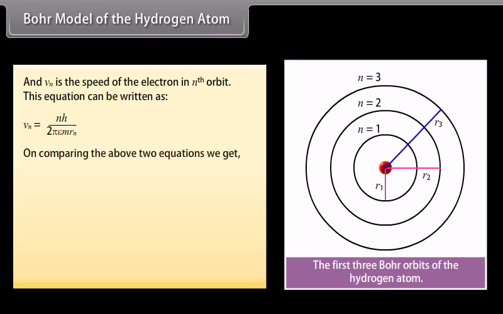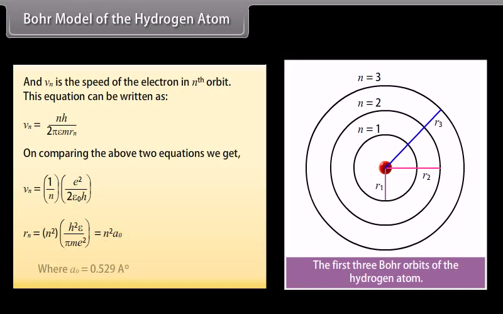On comparing the above two equations, we get the expression of velocity and radius of the nth orbit. Vn equals 1 upon n multiplied by e squared upon 2 epsilon naught h. And Rn equals n squared multiplied by h squared epsilon naught upon pi m e squared, which equals n squared a naught, where a naught is equal to 0.529 angstrom.